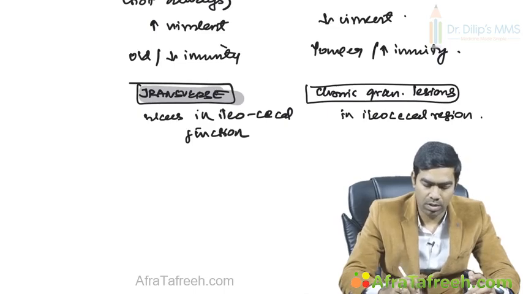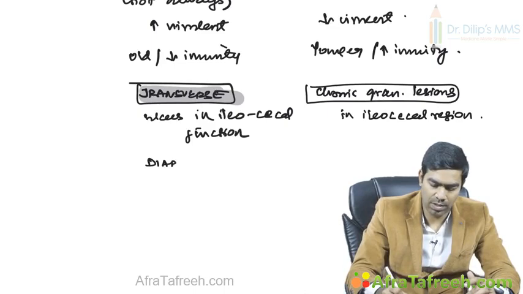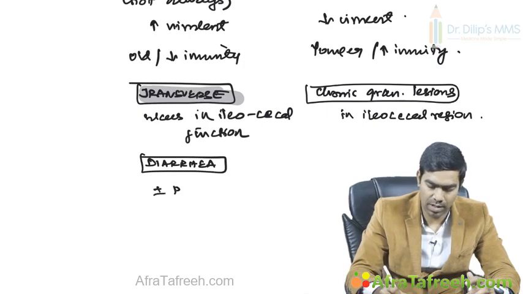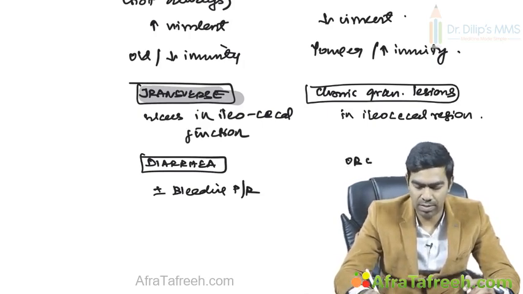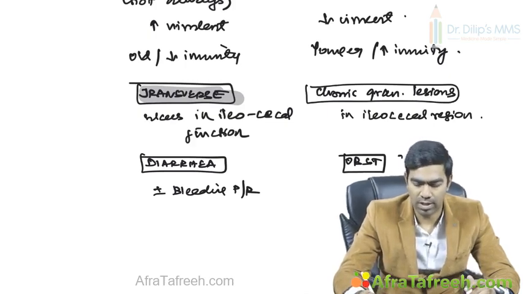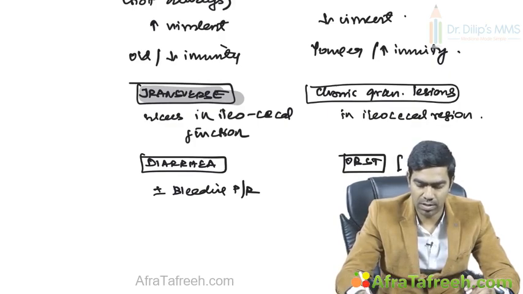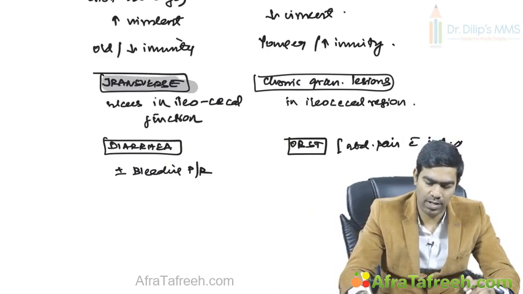Clear? So how are they going to present clinically? Clinically, many of the patients will come with diarrhea, a chronic diarrhea most of the time, plus or minus bleeding PR. Whereas in the hyperplastic variety, many times they come with features of obstruction, a subacute obstruction, like abdominal pain with intermittent diarrhea. Very classic.